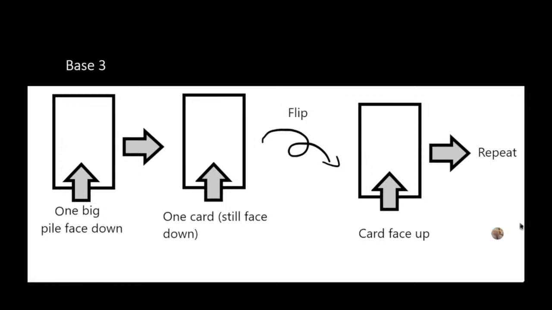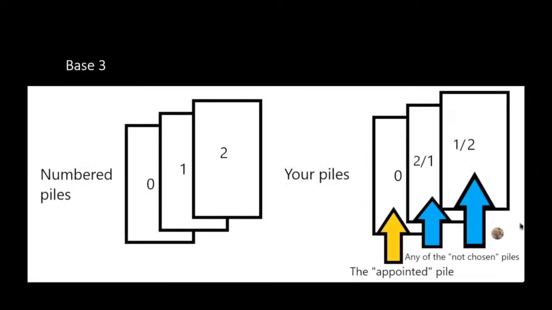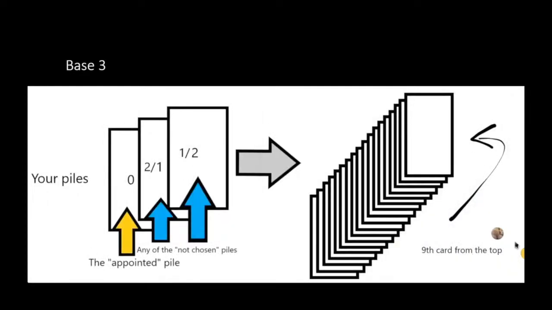You think of the last number in the code. In this case, it was 0. You put the appointed pile in the pile of 0, and then you take the 8th card from the top. The 9th card should then be the chosen one.